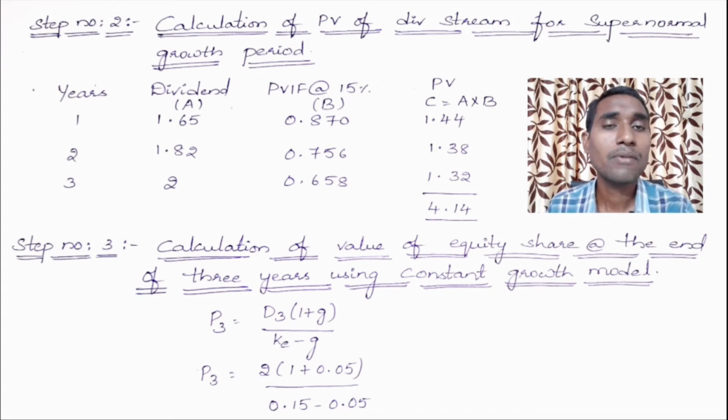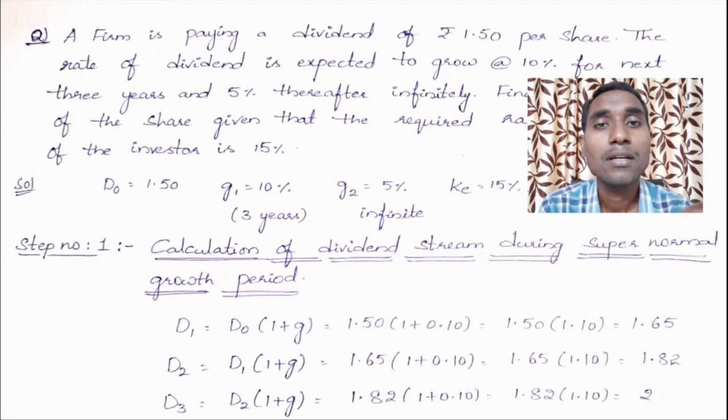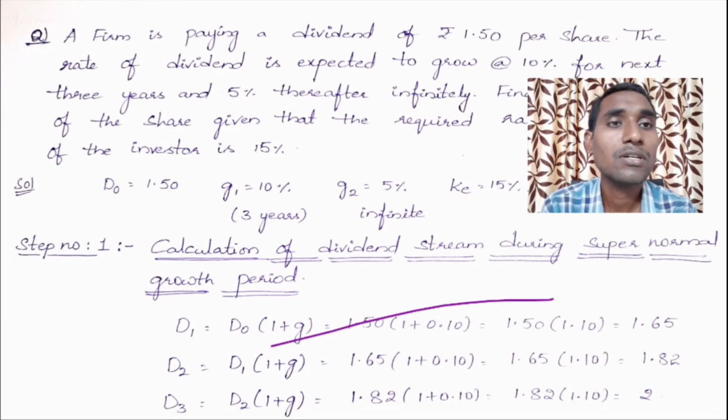So now what we need to do is first find the value of the equity share at the end of 3 years. This can be done using the constant growth rate model. You know very well the constant growth rate model.